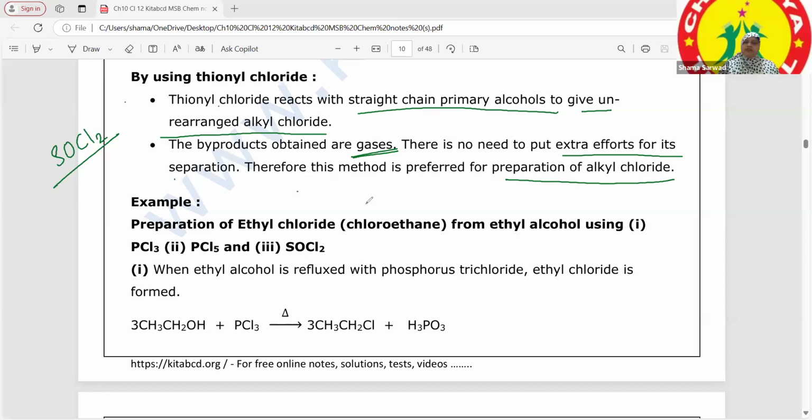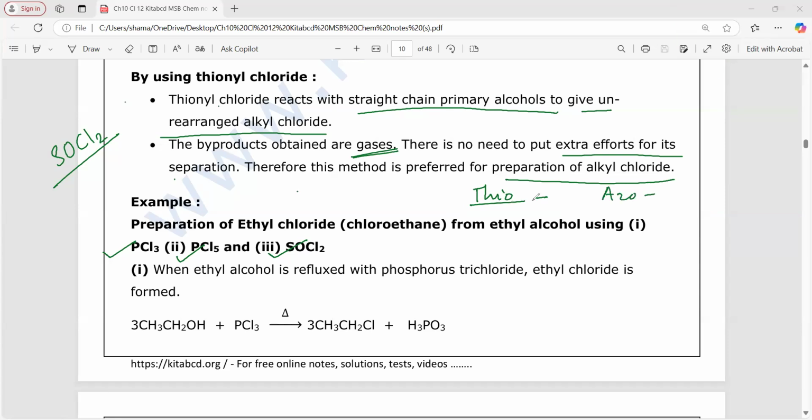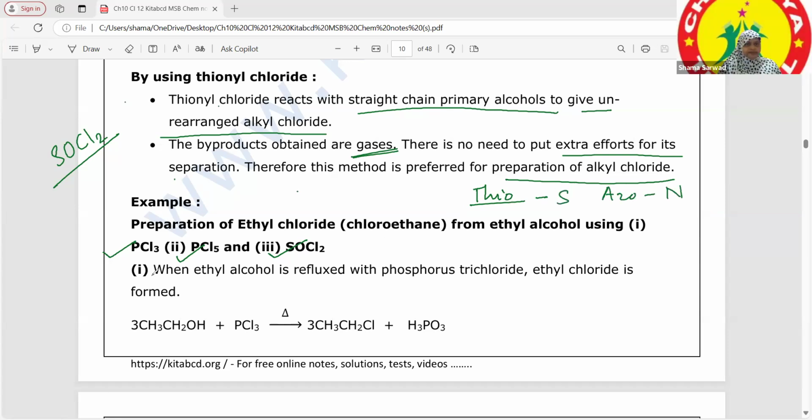So different methods would be available. This is the best because whatever byproduct is generated would be in a gaseous state. So you need not put any extra effort to remove them. It will automatically go into the environment, correct? And the byproduct would be, I guess, sulfur dioxide. We will check it. First of all, we are going to see PCl3, then PCl5, and later thionyl chloride SOCl2. And I guess I already told you, thio compound means sulfur compound and azo compound means nitrogen. Keep that in mind.